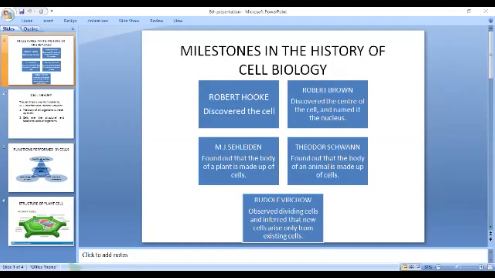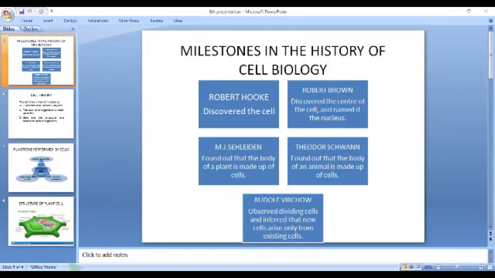Then the next scientist is M.J. Schleiden. M.J. Schleiden found out that the body of a plant is made up of cells. Then comes Theodore Schwann. He found out that the body of an animal is made up of cells.